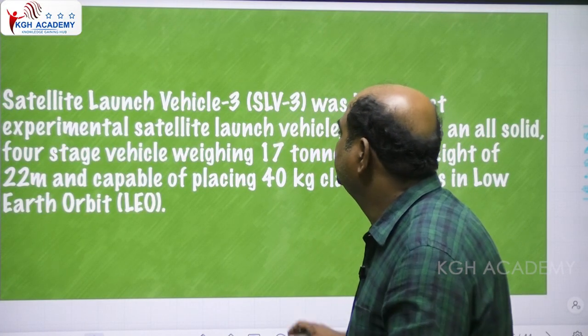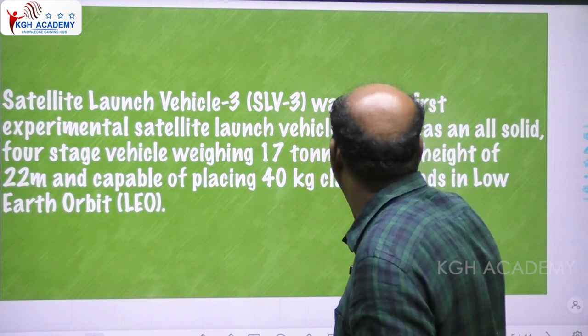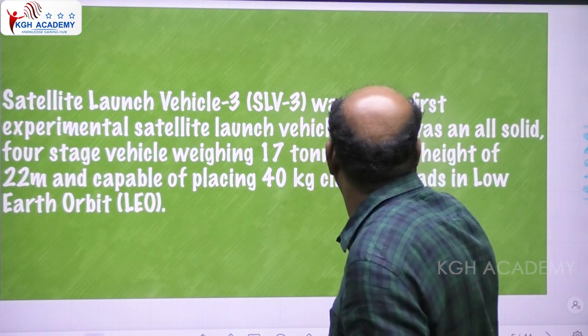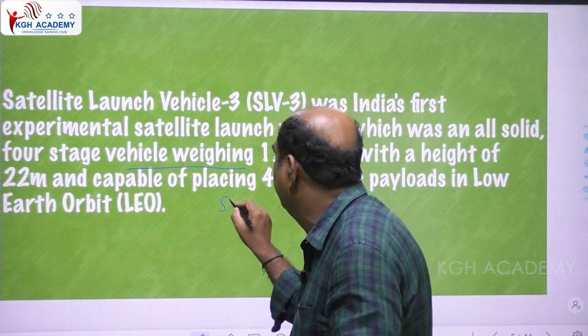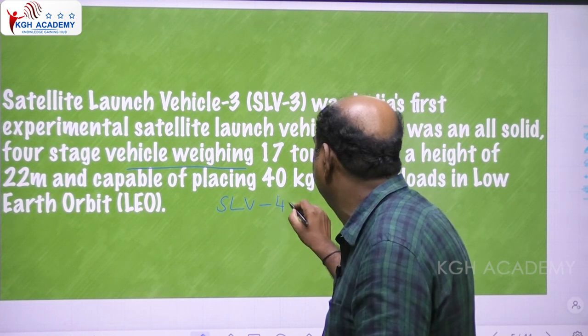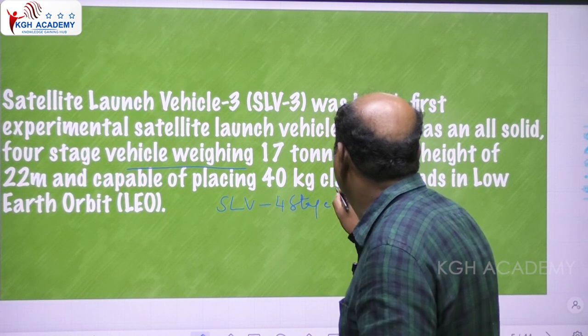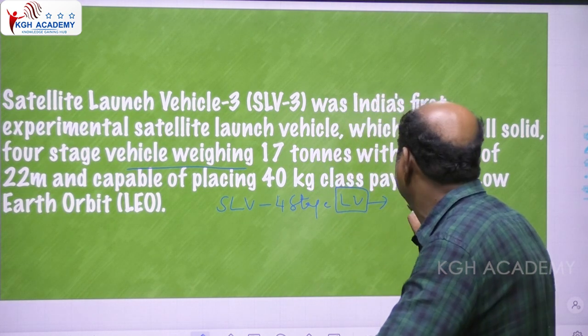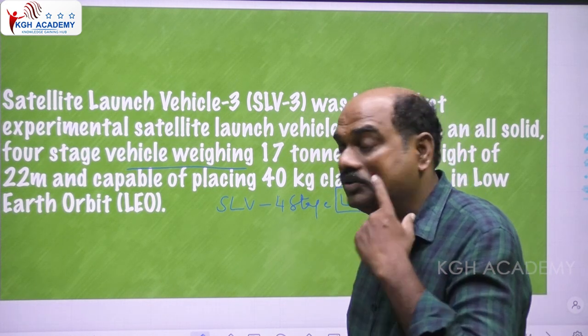Next, Satellite Launching Vehicle, SLV, was India's first experimental satellite launch vehicle, which was an all solid 4-stage vehicle. How many stages are there in SLV? It is a 4-stage launching vehicle. And what is the fuel used in this SLV? It is nothing but solid fuel.